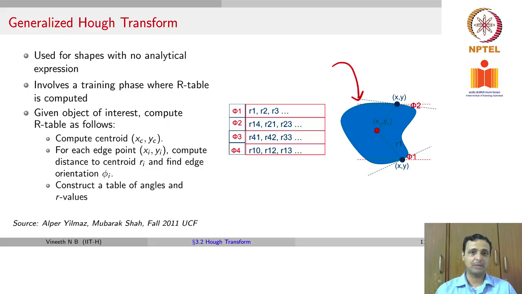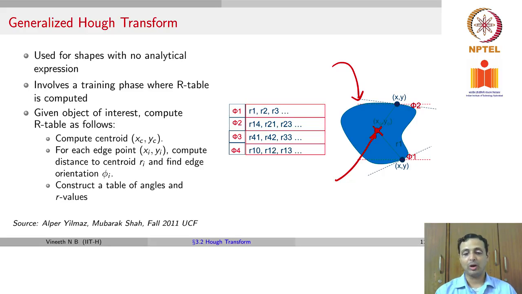The only thing we know is that this shape, in this particular case, may not have an analytical definition. You cannot write it as an equation. What do you do in this particular case? You define a reference point in the shape. You could define, for example, an x0, y0 as a reference point in that shape.